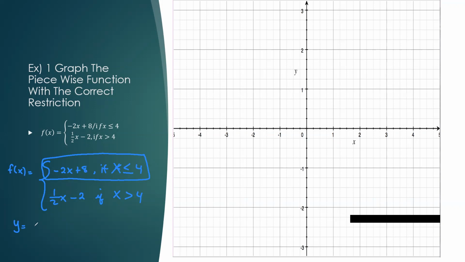You can think of it as y equals negative 2x plus 8, and the domain is x less than or equal to 4. Just keep in mind, there will be a dark circle somewhere. So first, I would plug in 4 into the function and figure out what that point is, because we're going to use that point. So let's plug in 4 into this function right here.